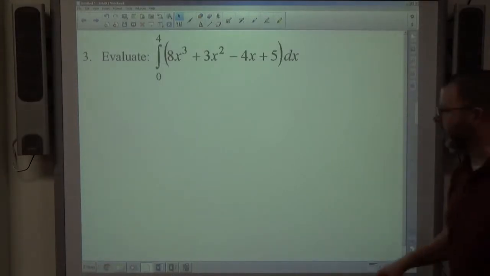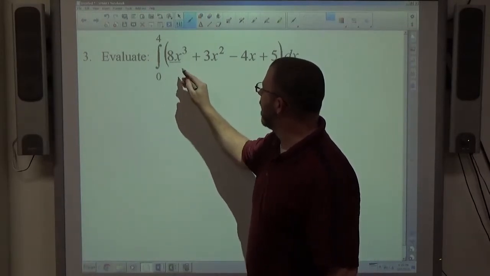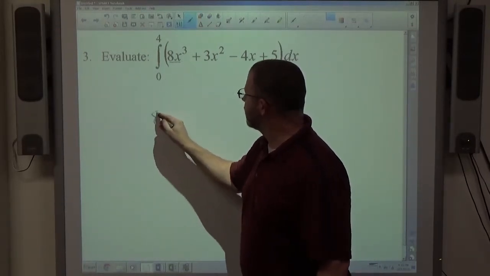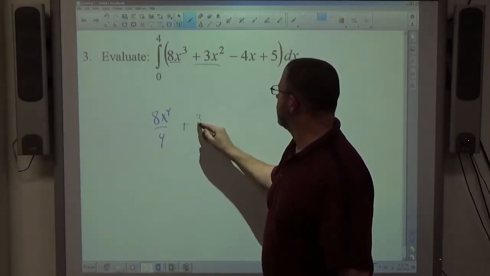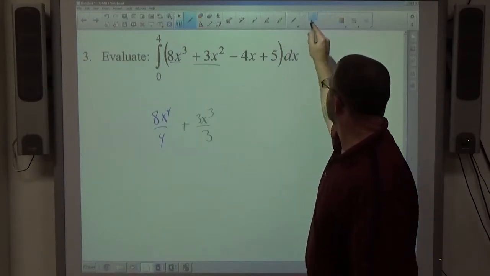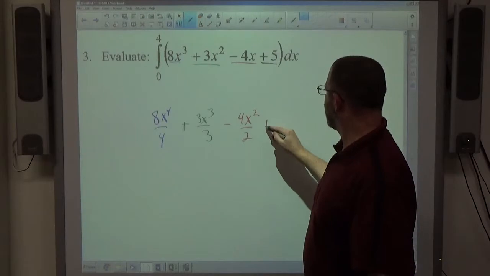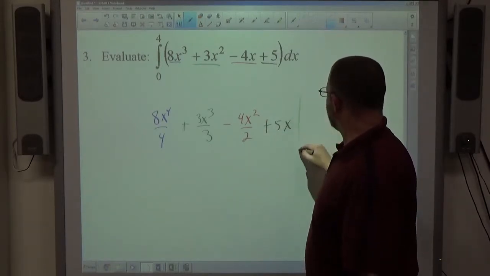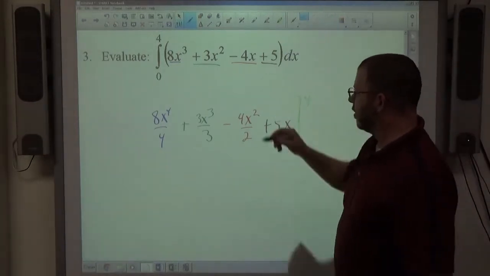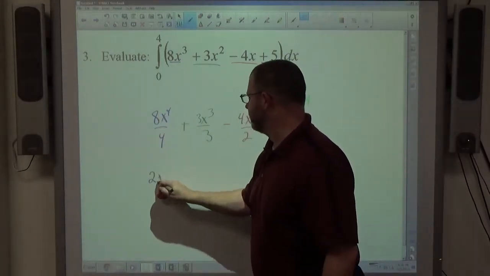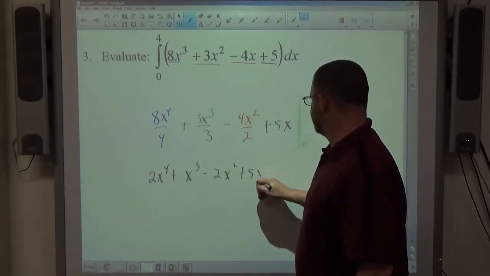Number 3, evaluate. And this is just a straightforward definite integral. So if I just anti-differentiate each of these objects, this would be 8x to the 4th over 4 plus 3x cubed over 3 minus 4x squared over 2 plus 5x. We're evaluating that from 0 to 4. Since it's definite, we don't have to put the plus c. Obviously, each of these things reduces. That's 2x to the 4th plus x cubed minus 2x squared plus 5x.